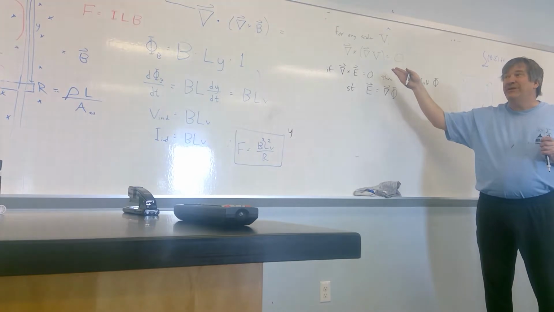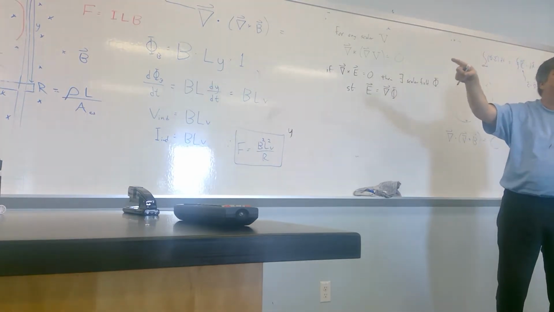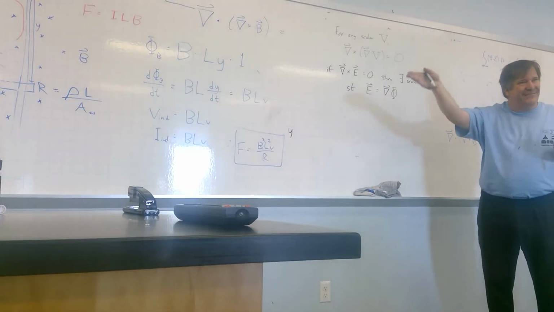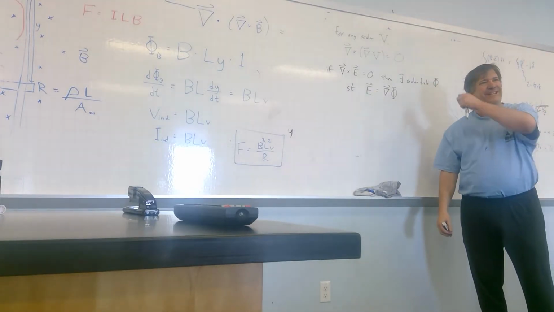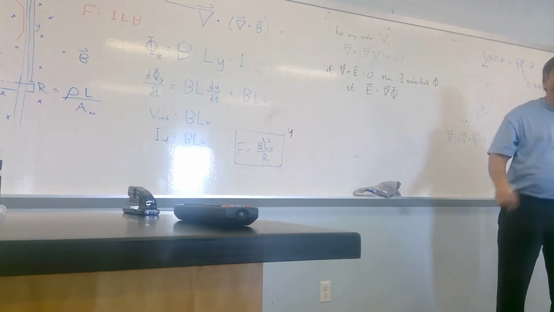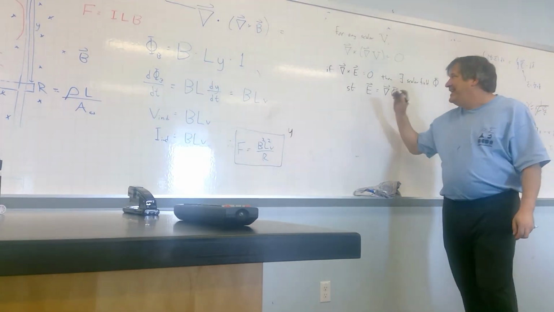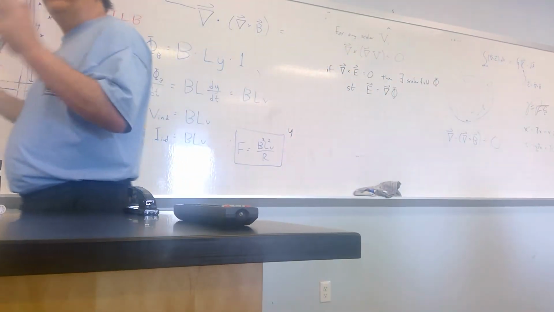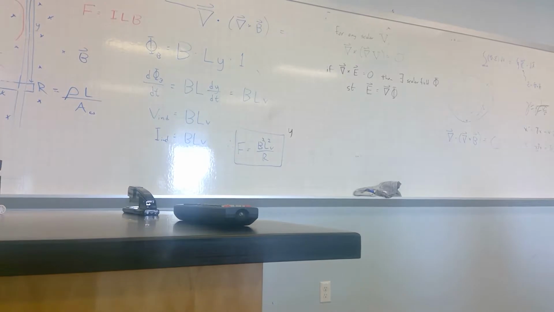Is the curl of E really zero? In a static situation, yes, it is. If nothing's changing with time, then the curl of the E field is zero, and I can write the E field as the gradient of a scalar. Once I've got a changing magnetic field, the E field can no longer be written as the gradient of the voltage. That just doesn't work anymore.